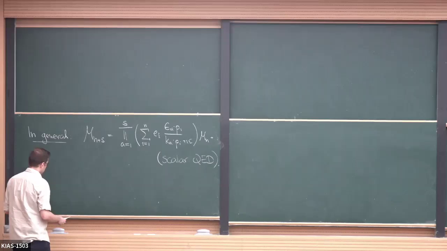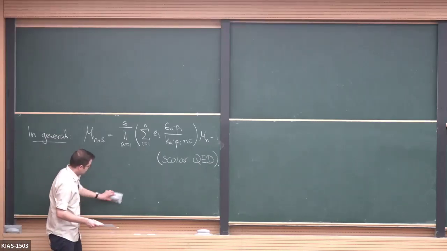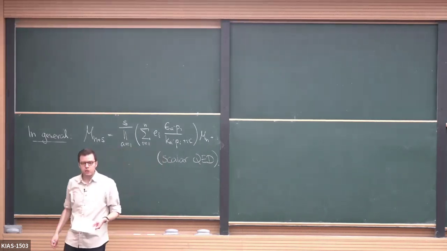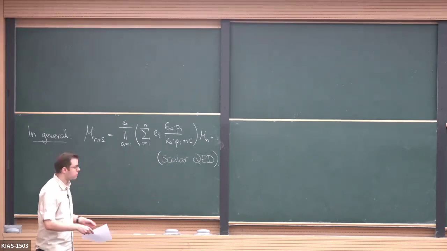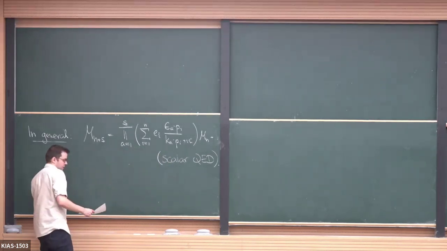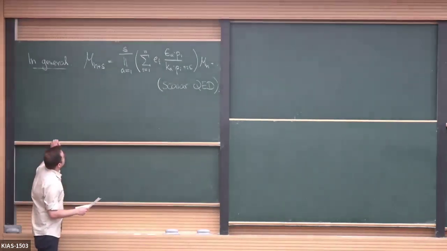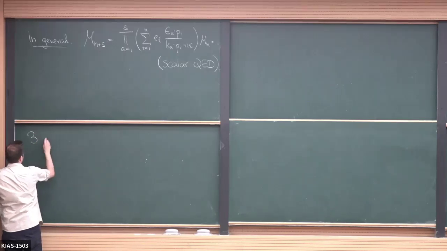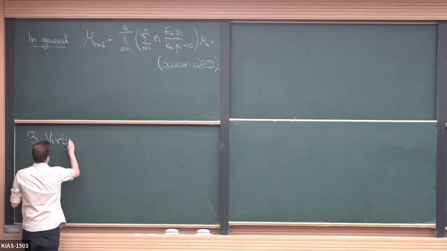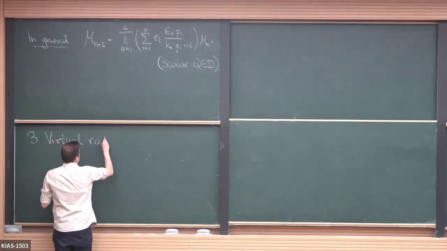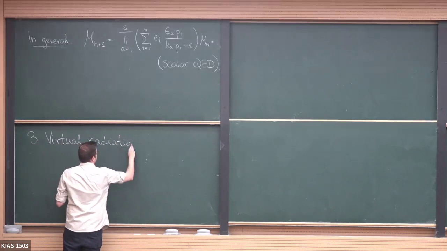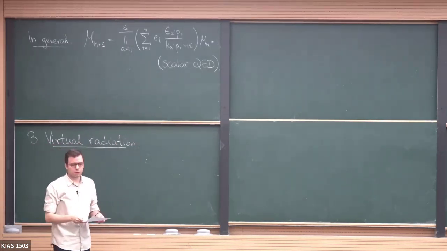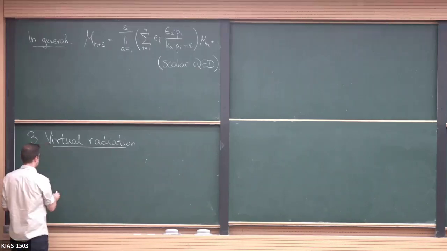And as I mentioned at the end of the last lecture, this basically concludes our discussion of the real radiation, which is to do with the soft external particles. And what we're going to do next is focus on the virtual radiation. Okay, so recall that the virtual radiation refers to radiation inside of the loops.